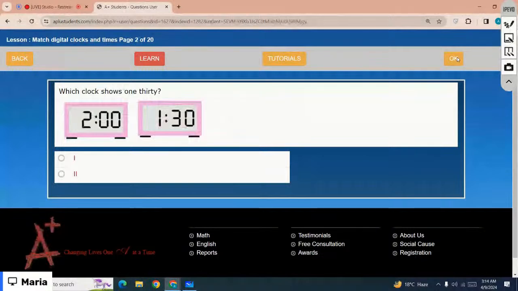Which clock shows 1:30? Which is the correct option? Yes, the correct option is the second one. The second one shows 1:30. Option number two is the correct option, right?